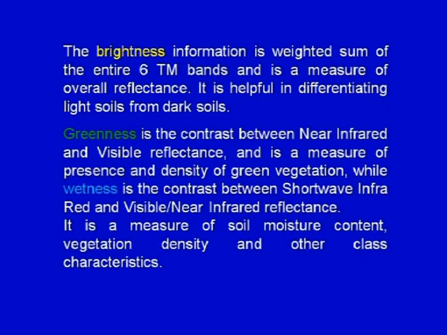The brightness information is a weighted sum of all 6 TM bands and is a measure of overall reflectance. It is helpful in differentiating light soils from dark soils. Greenness is the contrast between the near infrared and the visible reflectance and is a measure of the presence and density of green vegetation, while wetness is the contrast between the short wave infrared and the visible or near infrared reflectance. It is a measure of soil moisture content, vegetation density and other class characteristics.